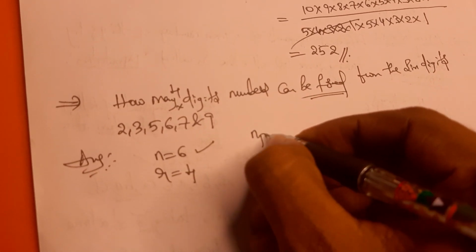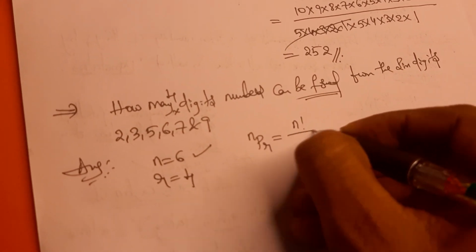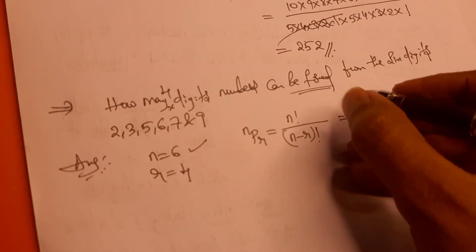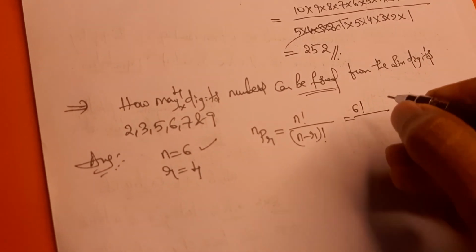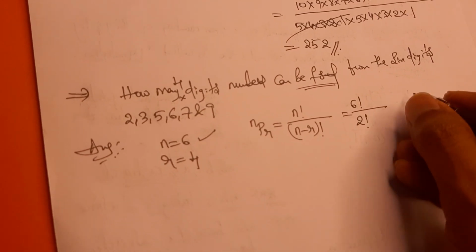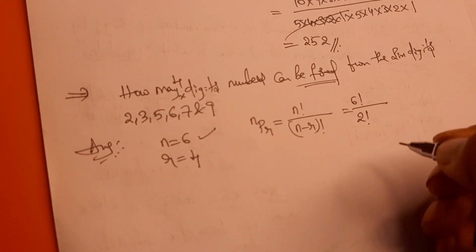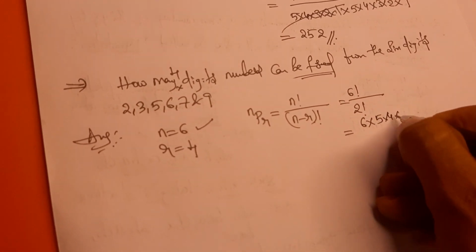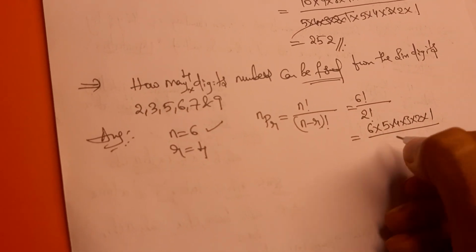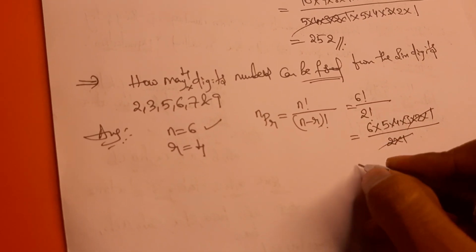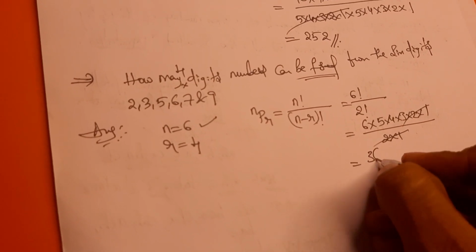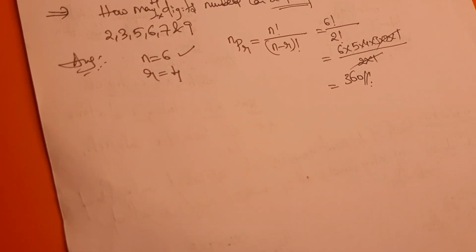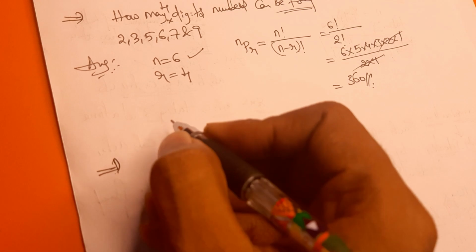So here nPr is n factorial divided by (n minus r) factorial. This will be 6 factorial divided by 2 factorial, because 6 minus 4 is 2 factorial. So here this will be 6 cross 5, 4, 3, 2, 1 divided by 2 cross 1. So here the answer is 360.